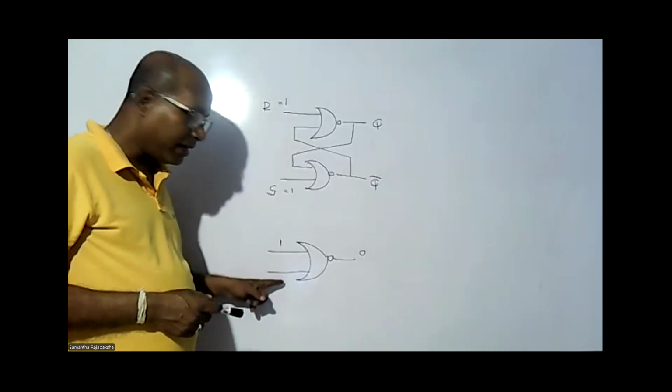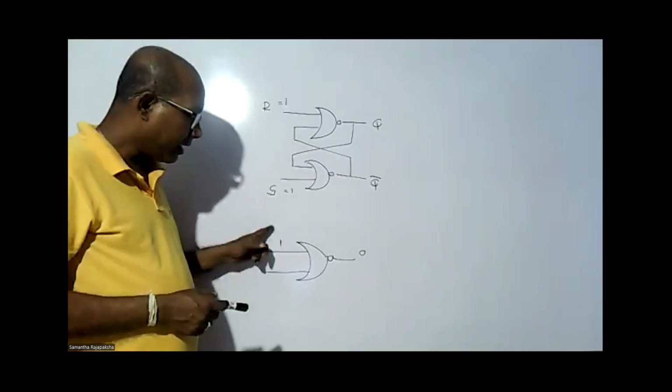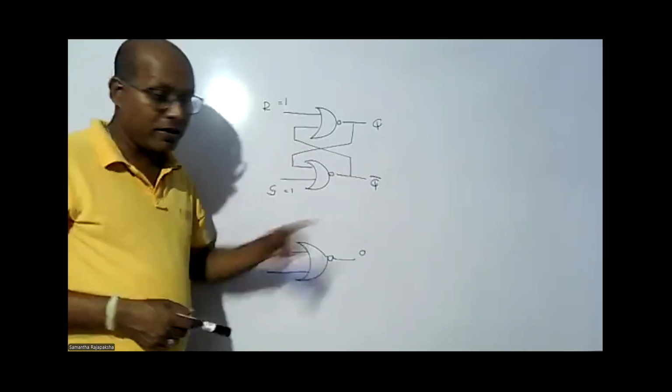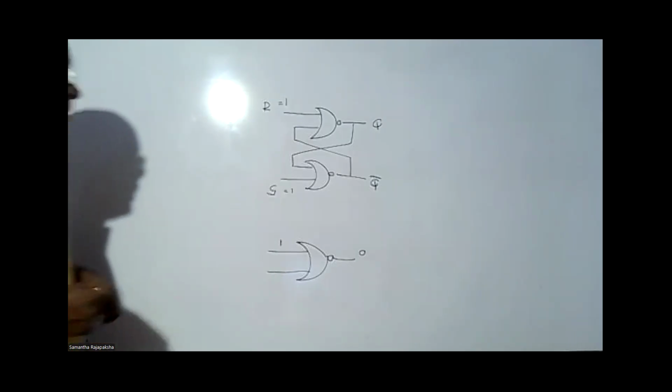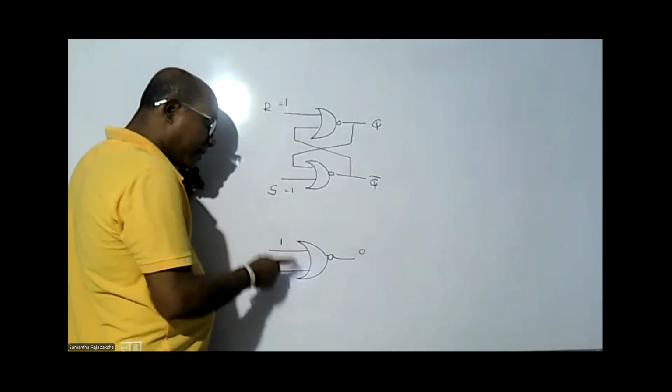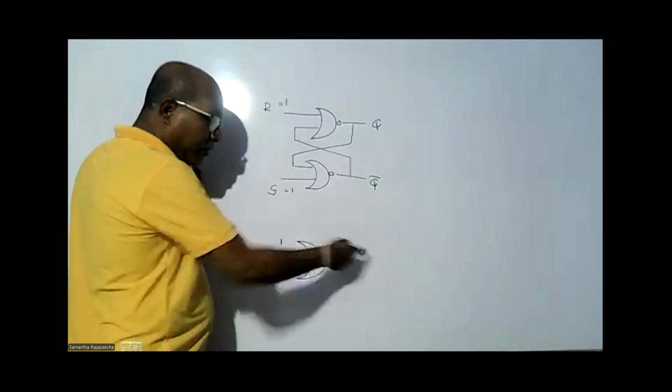I don't need to think about what the other one is, because 1 plus 0, 1 plus 1, is always 1. The not 1 will be 0. Therefore, always keep in mind, if one input is 1, I don't need to understand what the other input is, the answer will be only 0.